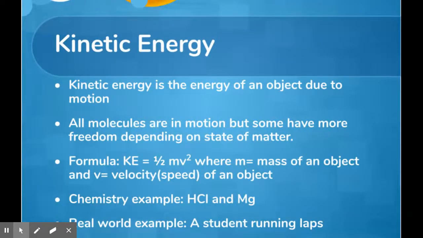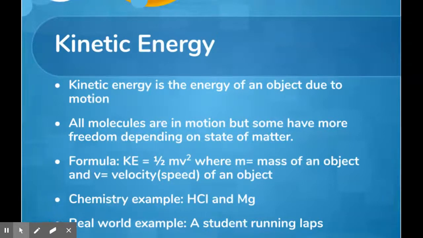Now, kinetic energy is the energy of an object due to its motion. All molecules are in motion, but some have more freedom depending on the state of matter. Even molecules within a solid are still moving, they're just moving very, very slowly and sort of vibrating back and forth. As we go from a solid to a liquid, the molecules have a little bit more freedom and move a little bit faster, and then as we move to a gas, the molecules have lots of freedom and are moving a lot faster. Our formula for kinetic energy is 1/2 mass times velocity squared.